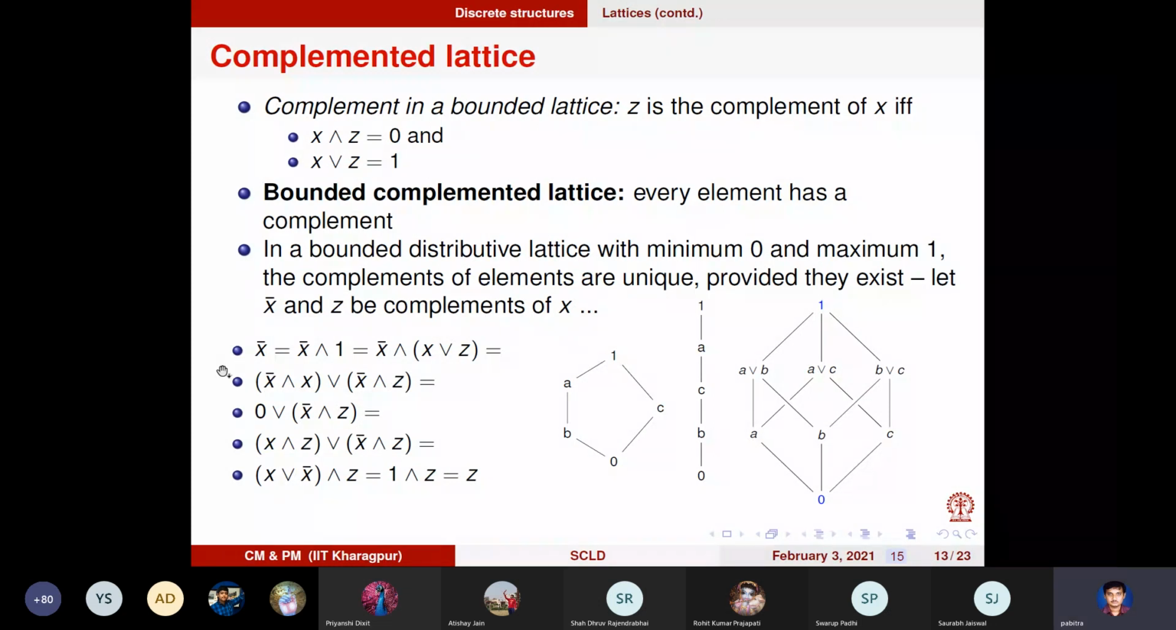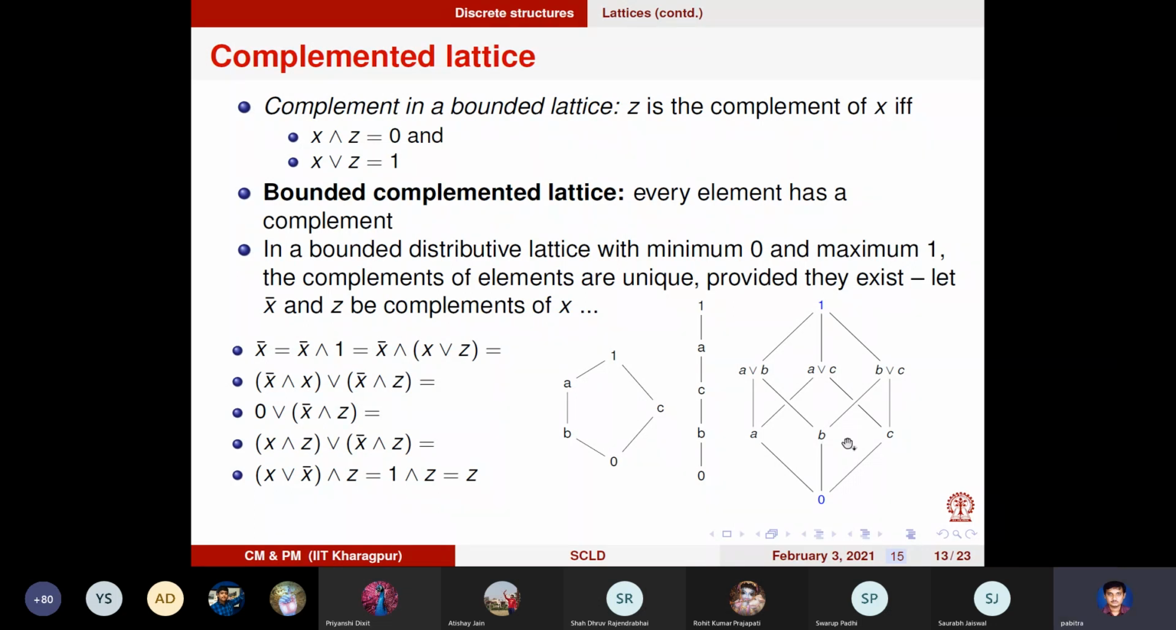So x bar and z are the same. So we have proved that x bar and z are the same. So any element x can have only one unique complement if it is distributive. And of course, it has to be bounded, because otherwise you cannot define a complement.